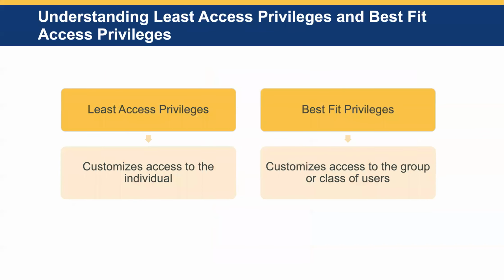It's also important to understand least access privileges and best fit access privileges. So let's discuss some of the differences between them. These can be a little bit confusing, and it can be pretty subtle to tell the difference. The difference is that least privileges customize access to the individual, whereas best fit privileges will typically customize access to a group or class of users.